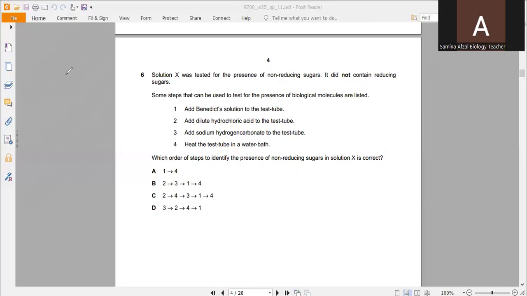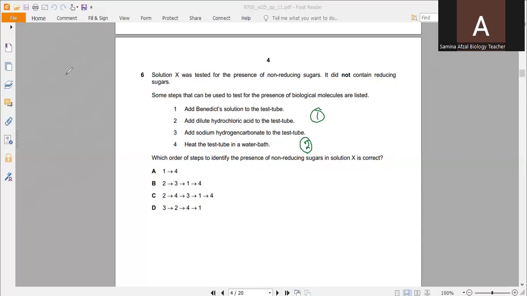First of all, for non-reducing sugars, we have to add dilute hydrochloric acid to the test tube which has the sample solution. So it will be the first. Then heat the test tube in a water bath. We will heat the test tube to activate the dilute hydrochloric acid, which will break down the non-reducing sugars into reducing sugar.